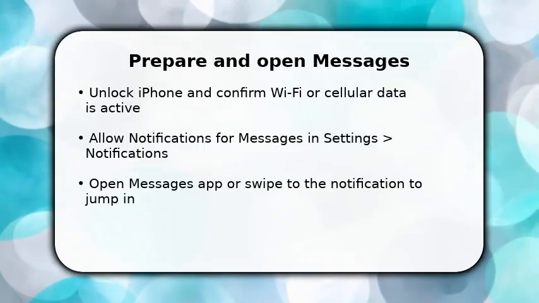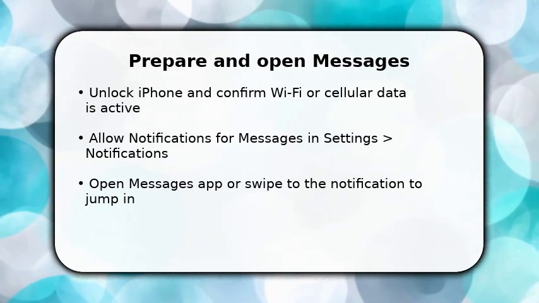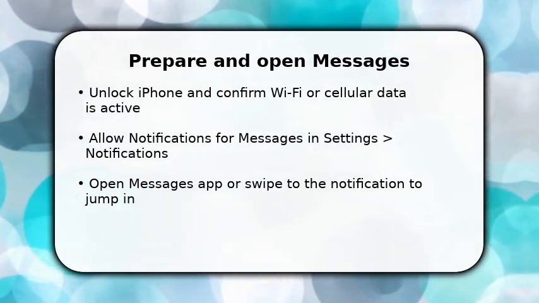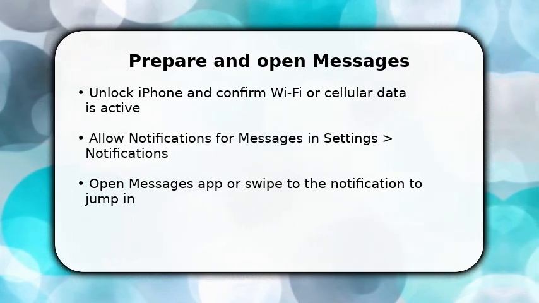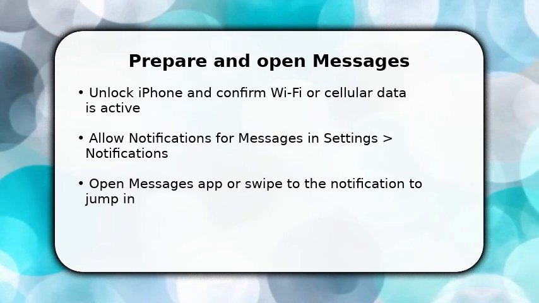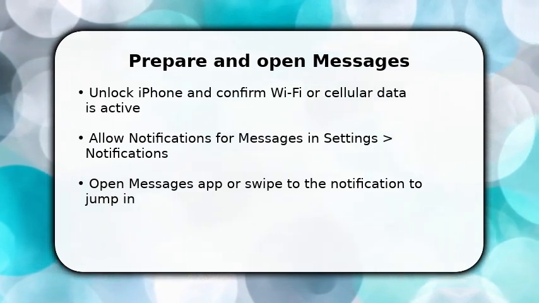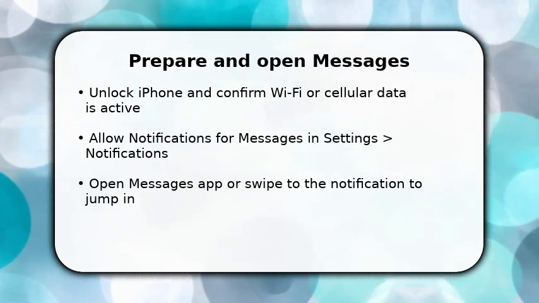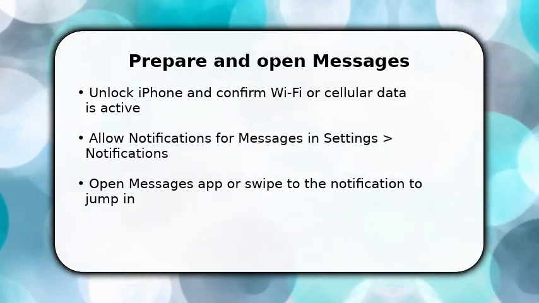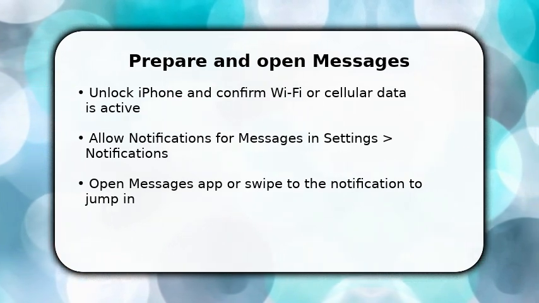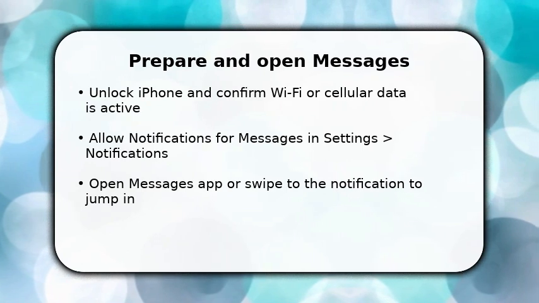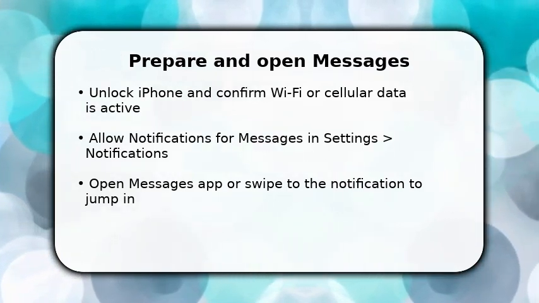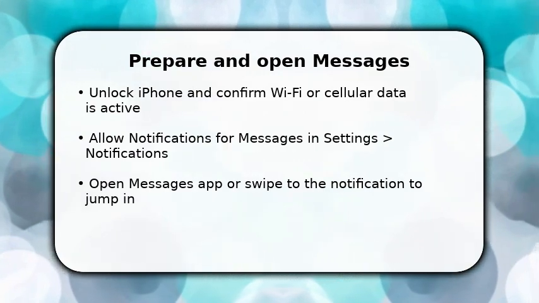You start by making sure the basics are working. Unlock your iPhone and verify Wi-Fi or cellular data is on so iMessage can send and receive. Once done, confirm Messages notifications are enabled in Settings so you don't miss new texts. Next, open the Messages app or simply tap the incoming notification to go straight to the conversation. Doing this first saves time and avoids delays. Now you're in the right thread and ready to reply or take the next specific action.